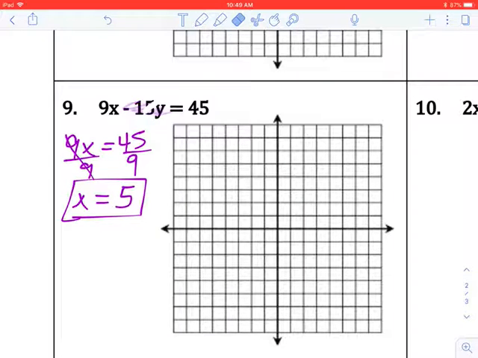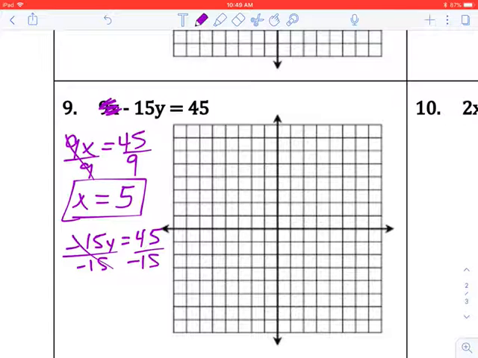And so now we're doing the same thing, but keep in mind, I am not covering up the sign on the 15. So this is negative 15y equals 45. So divide by negative 15, and I end up with negative 3. So let's graph. The x is 5, so right 1, 2, 3, 4, 5 is right here. And then negative 3 is down 1, 2, 3 right here. And there's my graph.